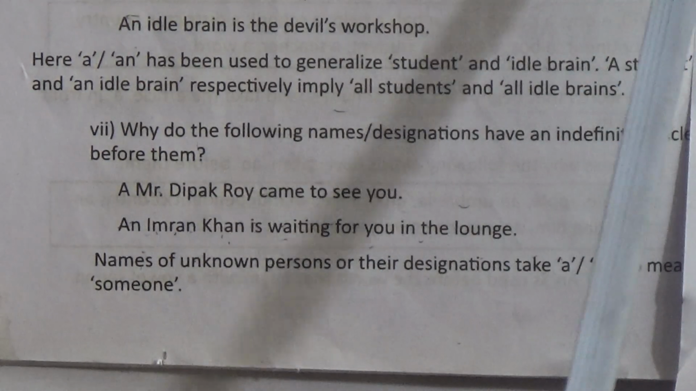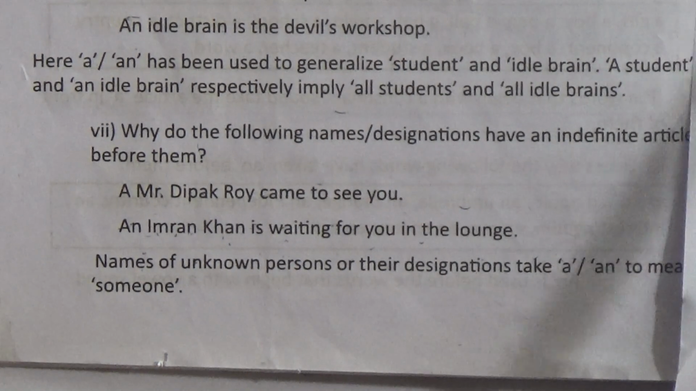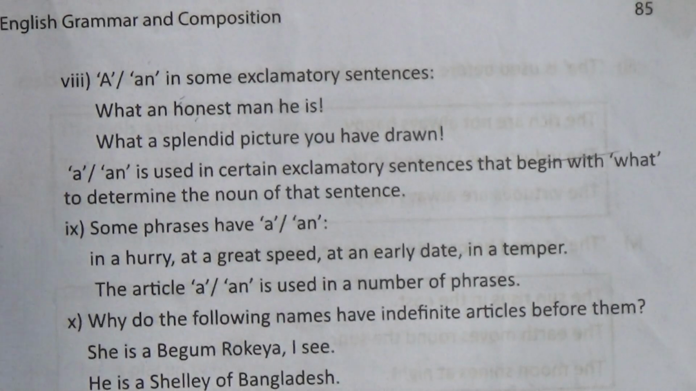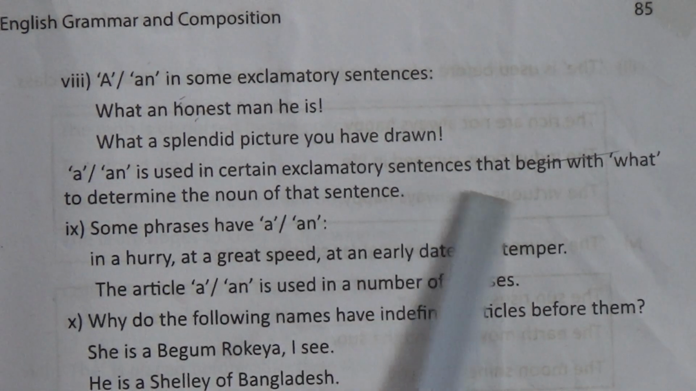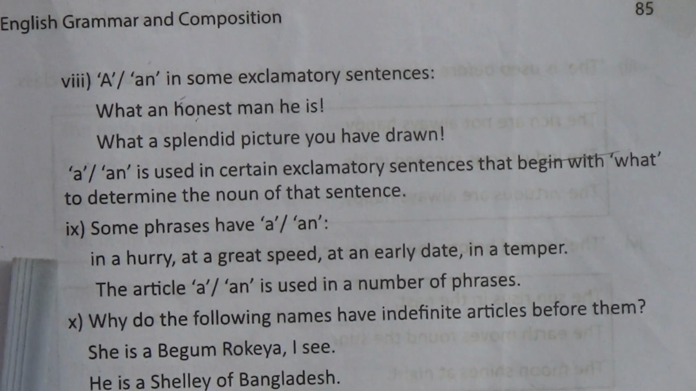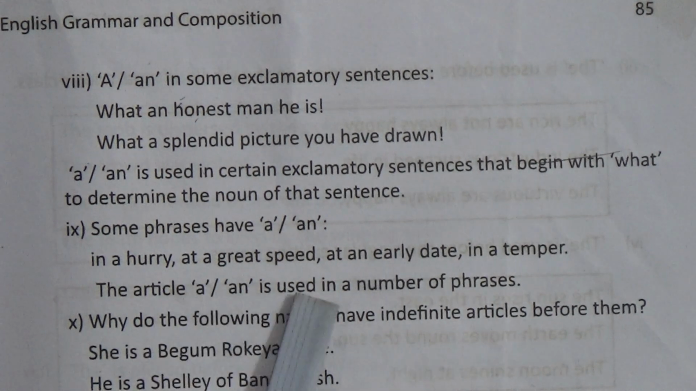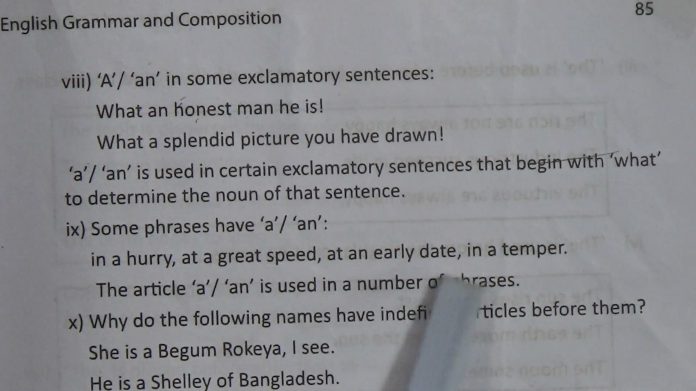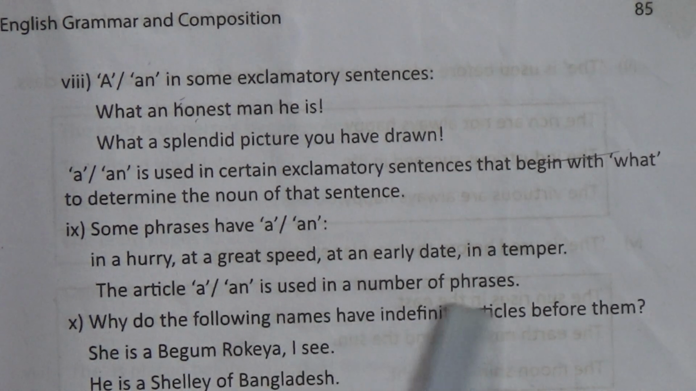Look, number 8, A/AN in some exclamatory sentences. What an honest man he is! What a splendid picture you have drawn! A or AN is used in certain exclamatory sentences that begin with what to determine the noun of the sentence. Some phrases have A or AN: in a hurry, at a great speed, at an early date, in a temper. The article A or AN is used in a number of phrases.